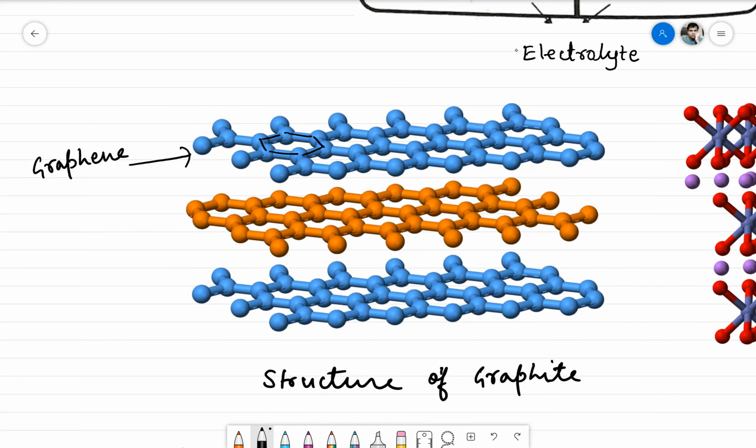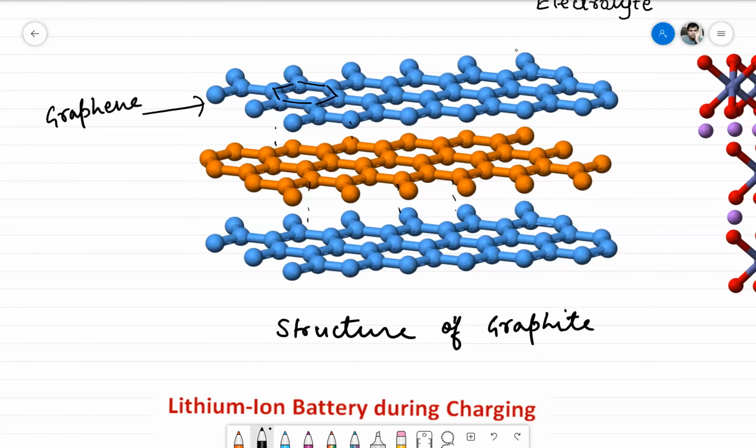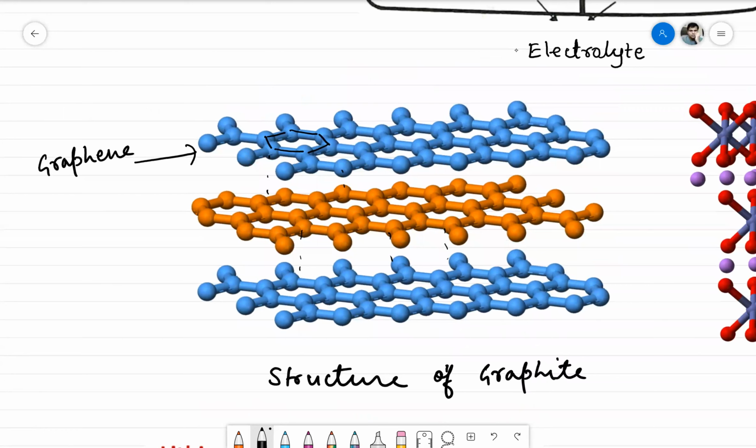These layers are bonded by very weak van der Waals bonds. Because of this reason, these layers can slide past each other. Also, graphite can accommodate different types of metals or small molecules, and this process is called intercalation. So during the charging or discharging, lithium ions can easily move between these layers. They can easily come in or get out from these layers. So this graphite is used as the anode in the case of lithium ion battery.